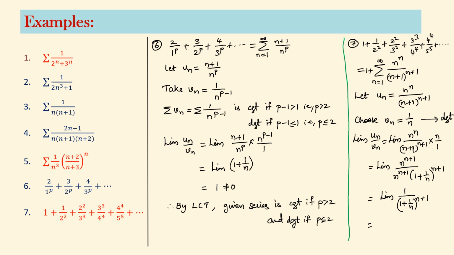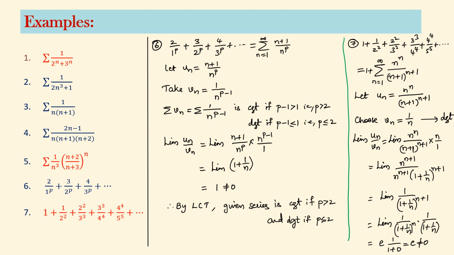So we know that limit 1 plus 1 by n whole power n is e, but in the power we have n plus 1. So we'll split this into limit 1 by 1 plus 1 by n whole to the power of n, into 1 by 1 plus 1 by n whole to the power of 1. So this limit is e, and this limit is 1 by 1 plus 0, so the result is e, which is not equal to 0.